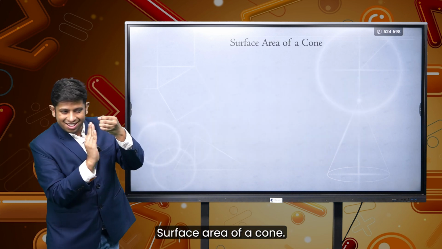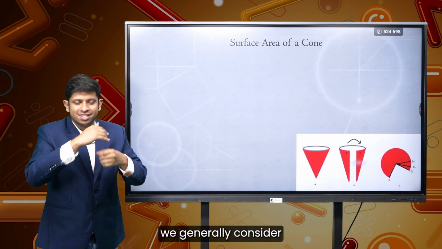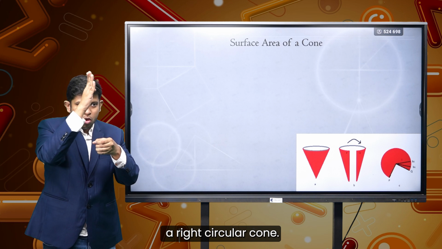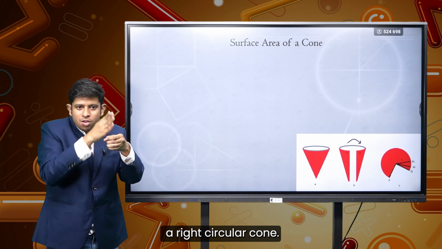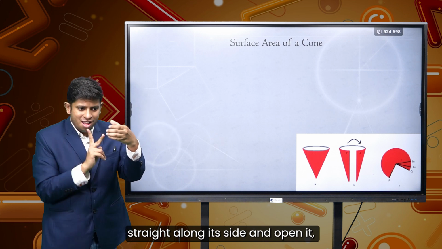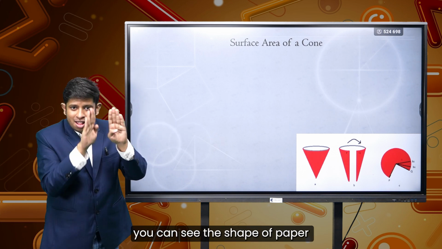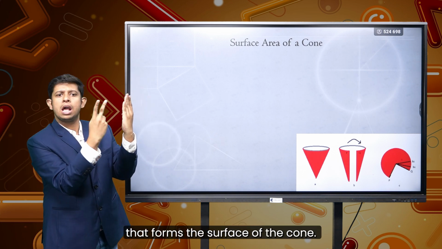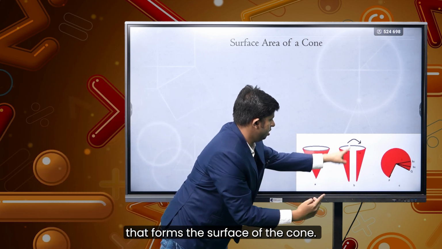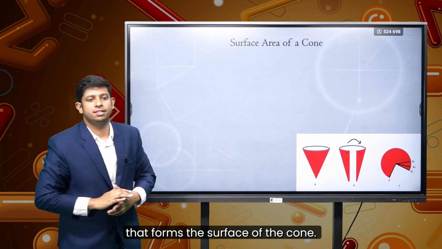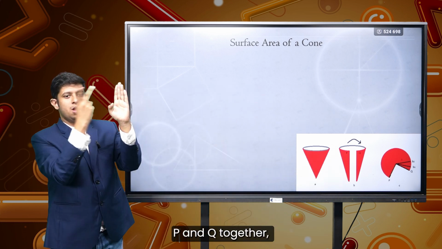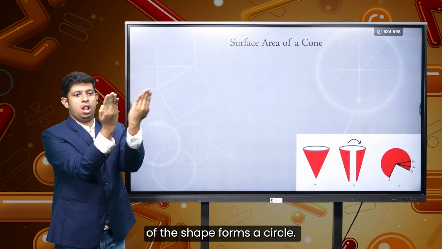Surface area of a cone. While studying cones, we generally consider a right circular cone. If you cut a paper cone straight along its side and open it, you can see the shape of paper that forms the surface area of the cone. And when you bring the sides marked P and Q together, you can see the curved portion of the shape forms a circle.